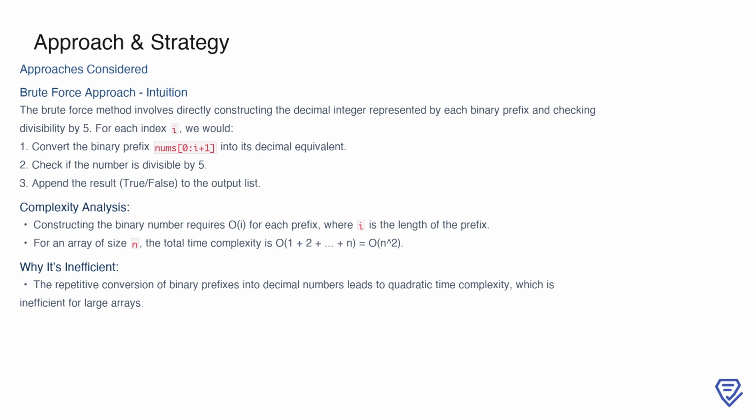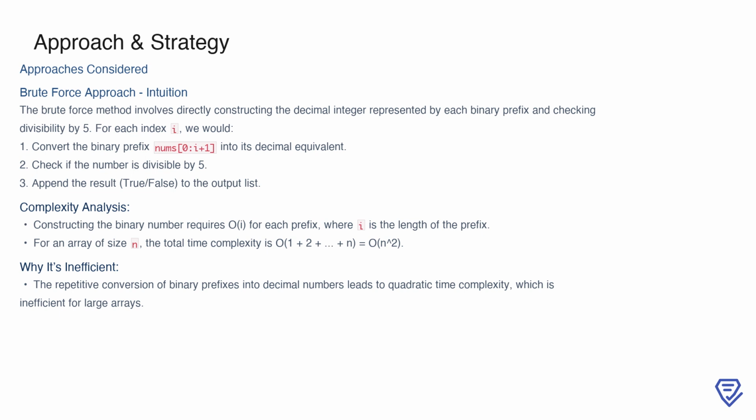Here, we start with the brute force approach, which is a straightforward way to solve the problem by directly constructing the decimal integer represented by each binary prefix. For each index in the array, we take the binary prefix from the start of the array up to that index, convert it to its decimal equivalent, and then check if it's divisible by 5. If it is, we append true to the output list, otherwise, we append false.